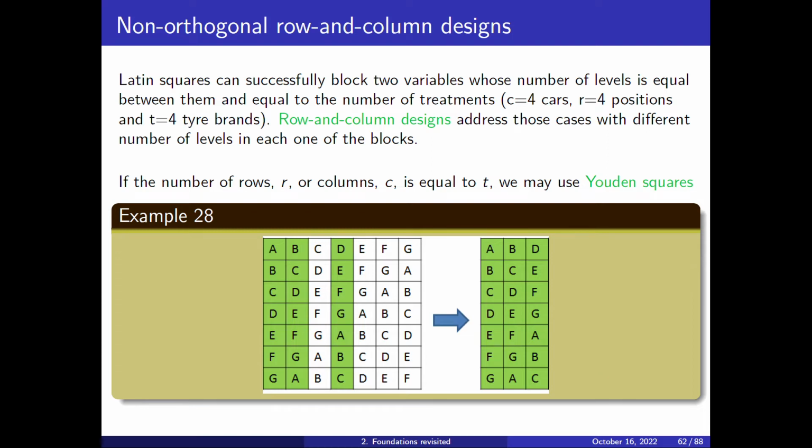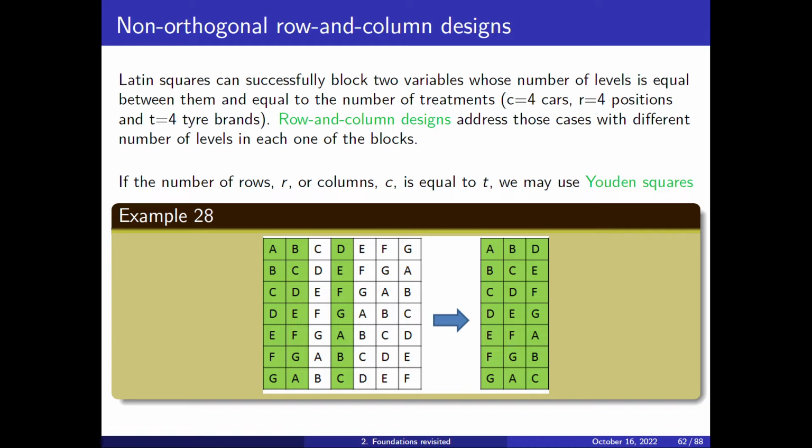And here is also another interesting idea. These are called row and column designs, in which the number of levels of each one of the Latin squares can block two variables whose number of levels is equal between them and equal to the number of treatments.